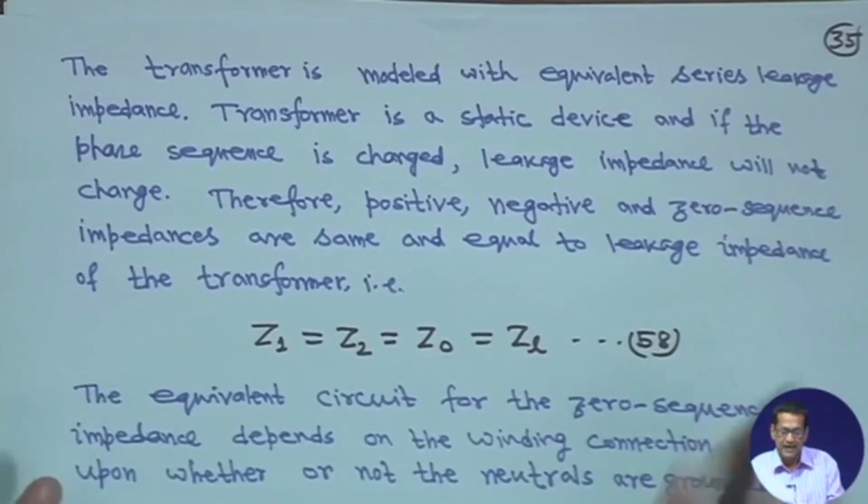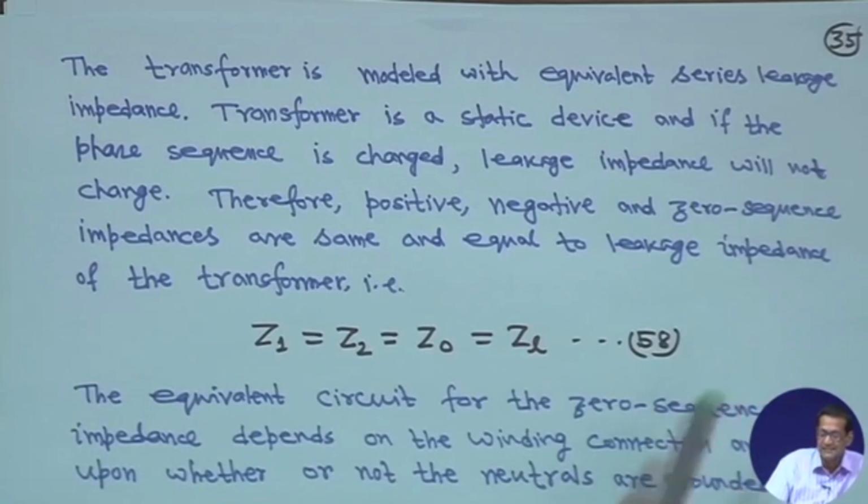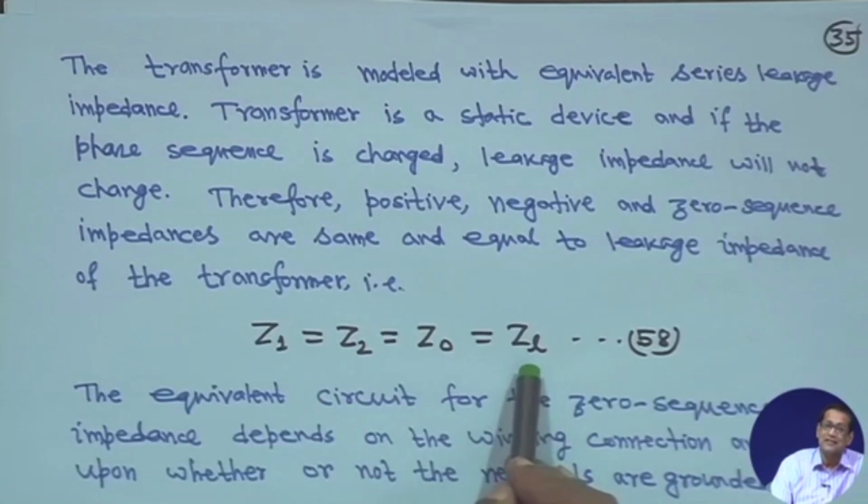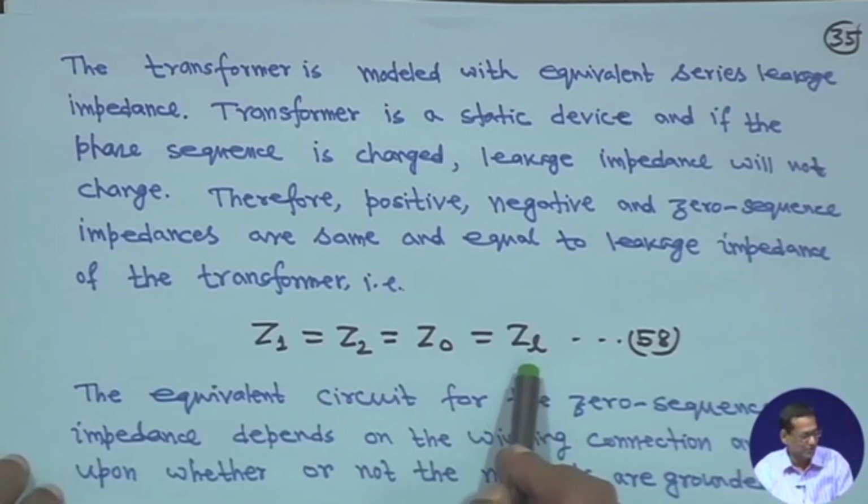Since the transformer is a static device, if the phase sequence is changed, the leakage impedance will not change. Therefore, the positive, negative and zero sequence impedances are the same and equal to the leakage impedance of the transformer. That means Z1 is equal to Z2 is equal to Z0 is equal to ZL. So, for transformer it is straightforward.